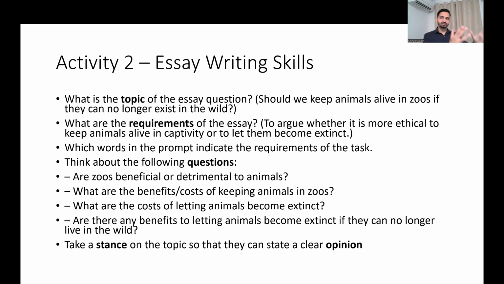Now you have to take a position on the topic so that you can state a clear opinion, right? So to come up with a clear opinion, you have to take a stand. Is it good for animals to stay in the zoo, or to be in the wild and become extinct? That's the thought process you should go through. And this is how you need to think when you are generating your ideas.